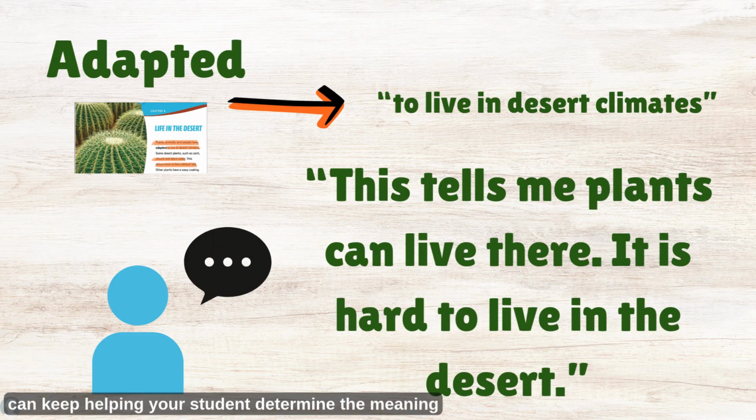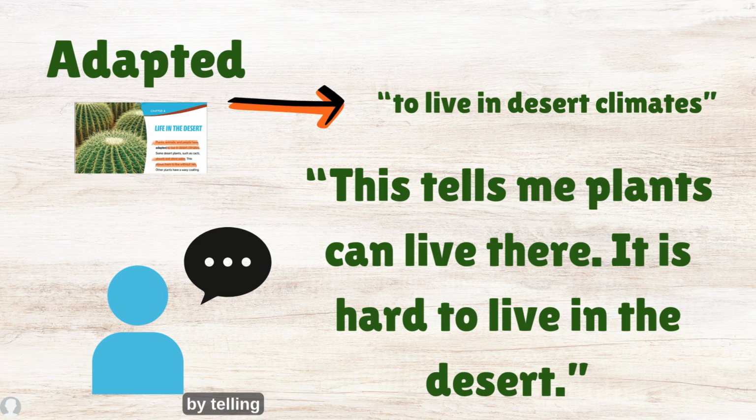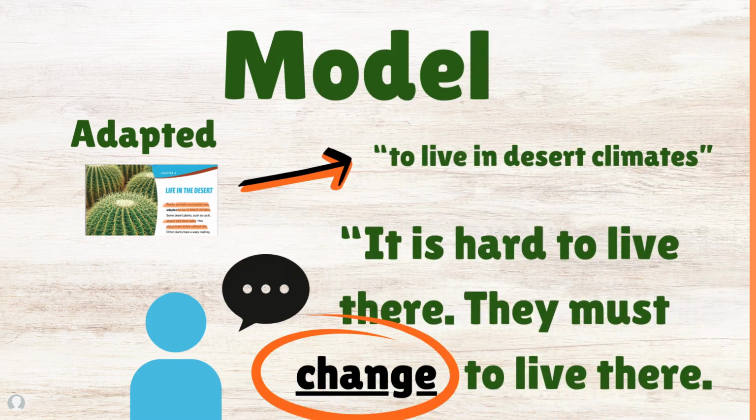You can keep helping your student determine the meaning by telling some of the ideas that you have around this particular word. In this case, a sample statement could be, this tells me plants can live there, and it is hard to live in the desert. And this is connecting back to the sentence that has the word adapted.